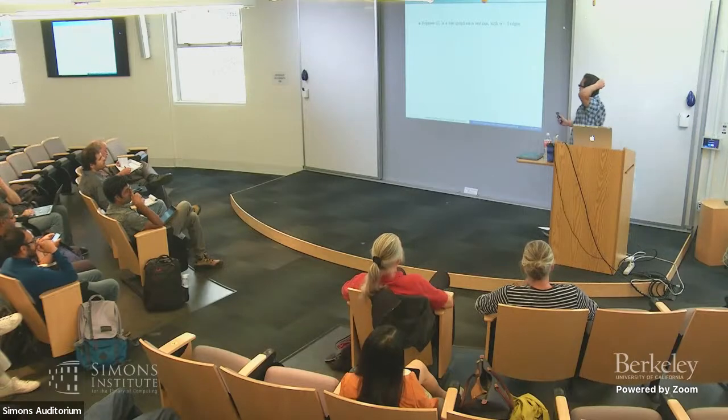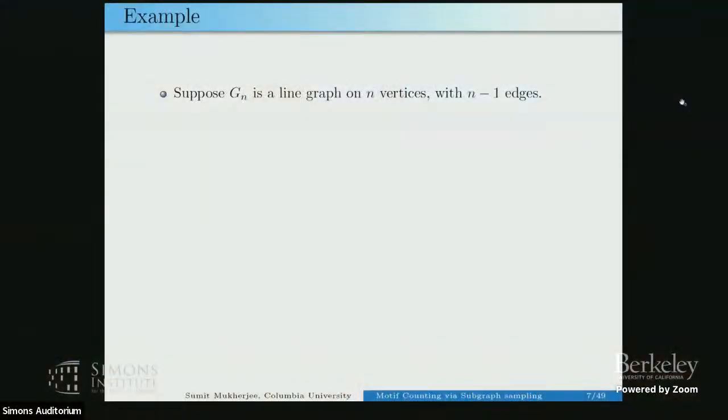So let's see an example. I think this may answer some questions. Suppose Gn is a line graph on n vertices with n minus 1 edges. So you have a big line. This is what I mean by Gn changing with n. And suppose H is a path of length 2. That's it. So 3 vertices, 2 edges.